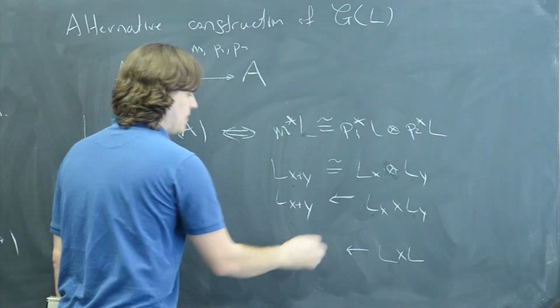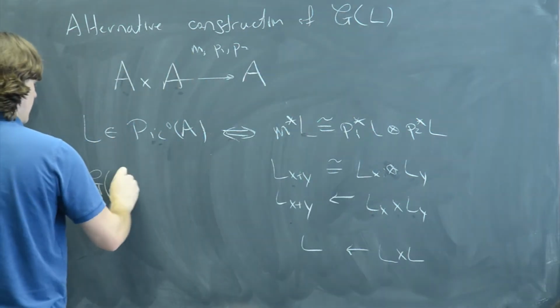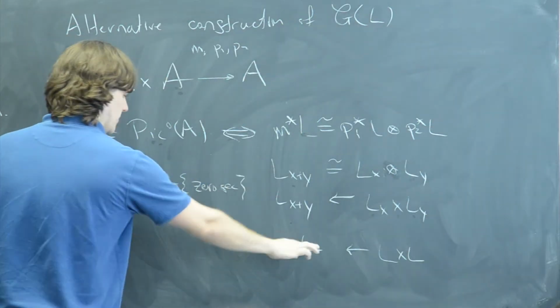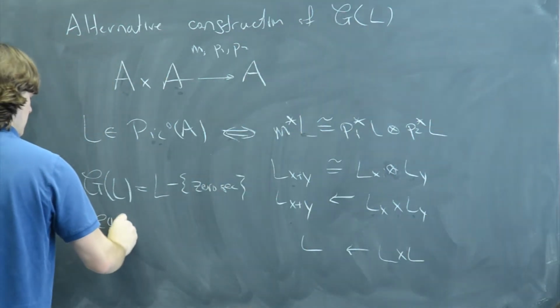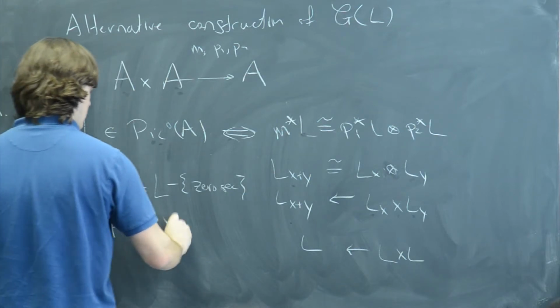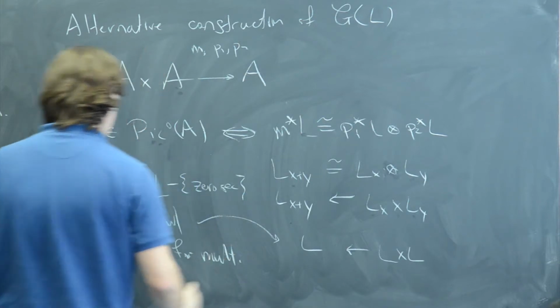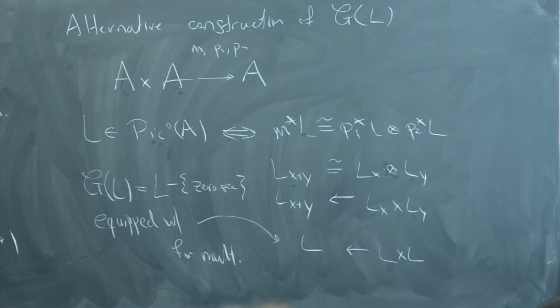So from this condition, you get this map. And then you can take G of L, which is just L minus the zero section, equipped with that multiplication. This tells you exactly what G of L is as an abstract variety. It's just L minus the zero section. So this is a nice group variety, and in fact it's true that this G of L is a commutative group.